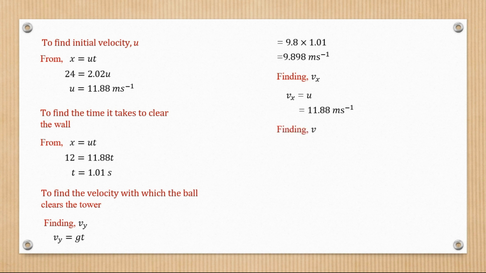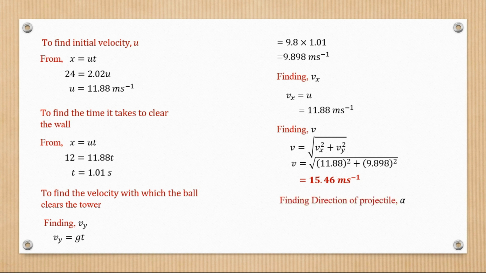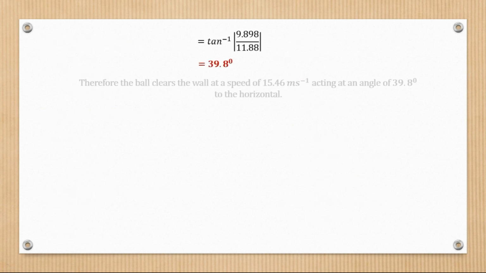Now to find V, we know that V is equal to the square root of Vx squared plus Vy squared, which is equal to 15.46 meters per second. Then let's find the direction of the projectile. We have alpha equal to tan inverse of Vy over Vx, which is equal to 39.8 degrees. Therefore the ball clears the wall at a speed of 15.46 meters per second, acting at an angle of 39.8 degrees to the horizontal.